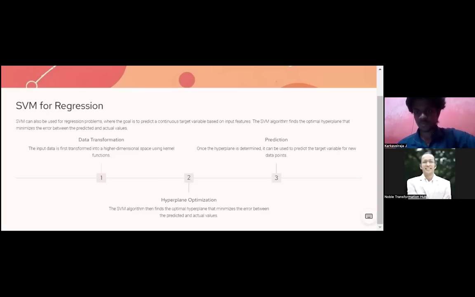Okay, so let's move to the other section. Yes, sure, sir. So guys, we will pause here. We have introduced what SVM is, what the key concepts present in SVM are, and how SVM works for classification and then regression.